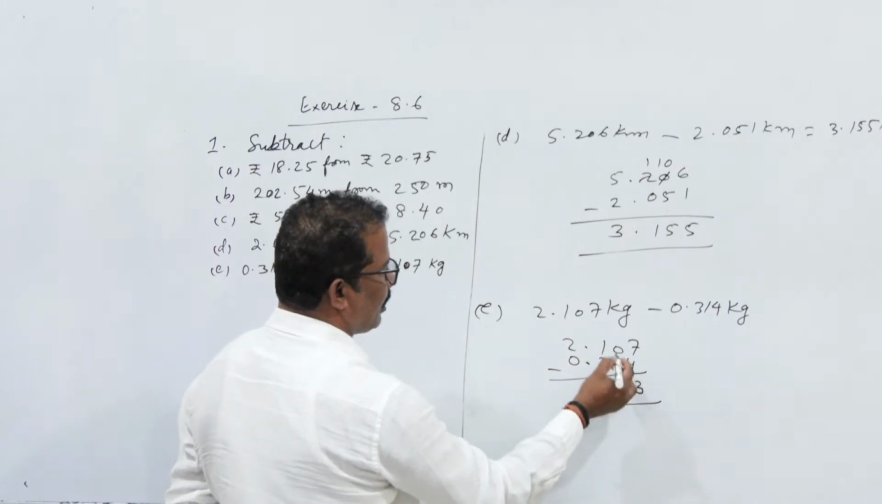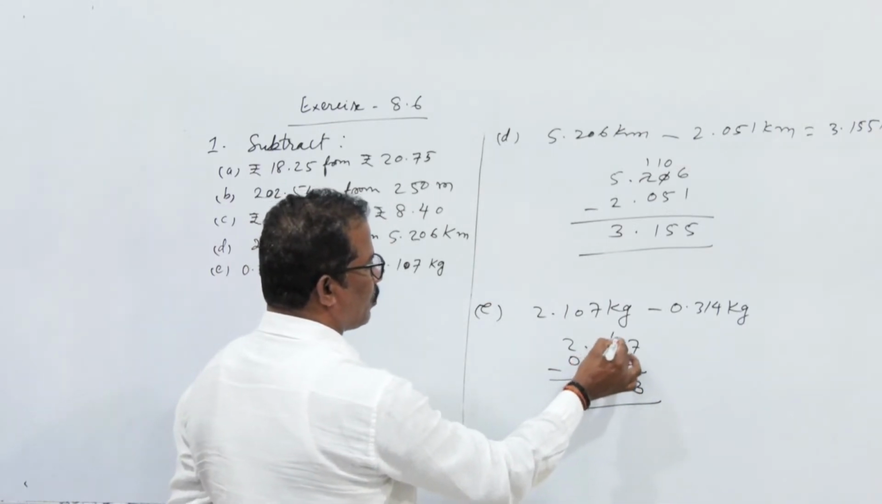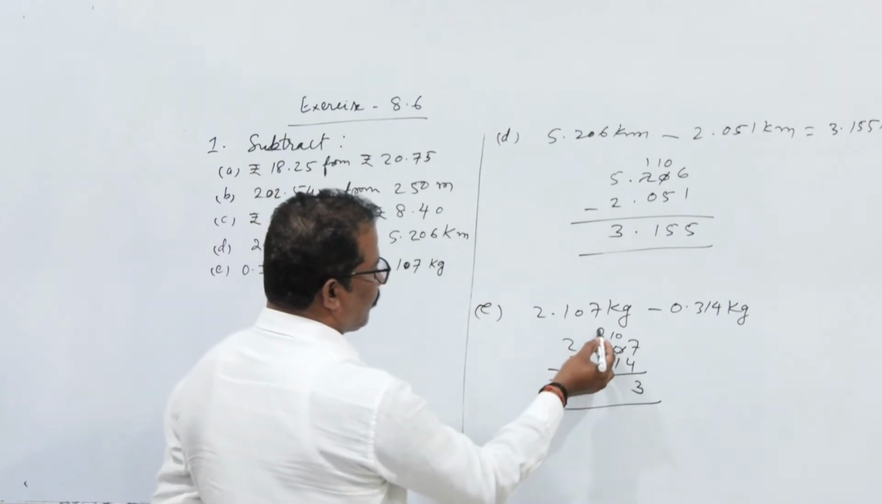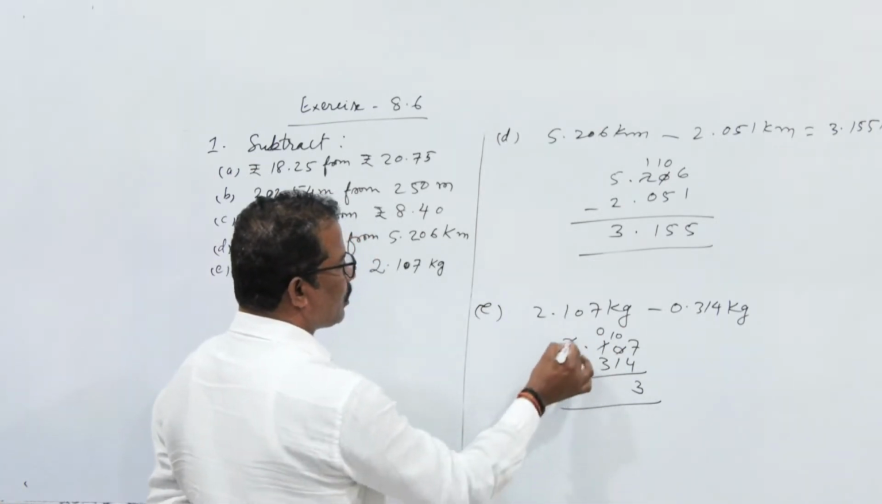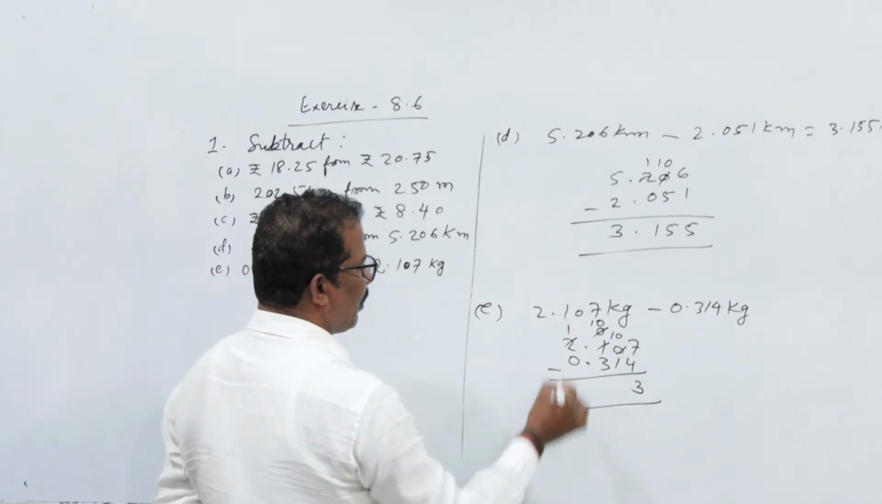7 minus 4 is 3. And from 0, 1 is not possible to subtract. So we have to borrow. From this one, we borrowed, it is now 10. And from this one, 1 given means here 0 now. And from this 0, 3 is not possible to subtract. So we have to borrow from these 2. Now this is 10. And here, 1 remaining.